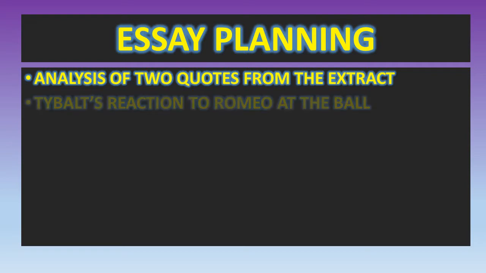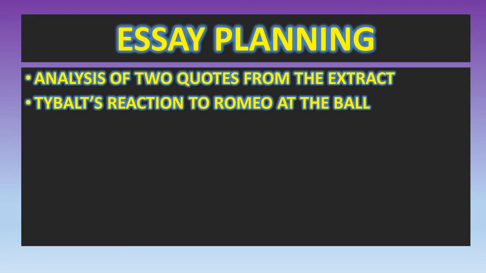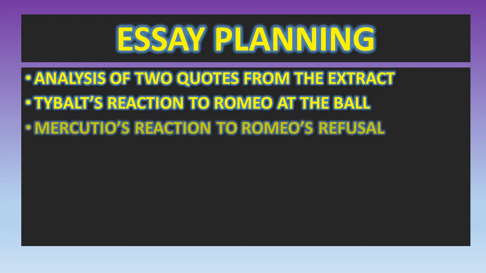And once we've done that, we're going to be thinking about Tybalt's reaction to Romeo at the ball. So that's a moment where he wants to challenge Romeo. He's a character that is driven by his hatred for the Montagues. When we've explored that, we're going to think about Romeo's reaction to Tybalt, Romeo's refusal to fight Tybalt.